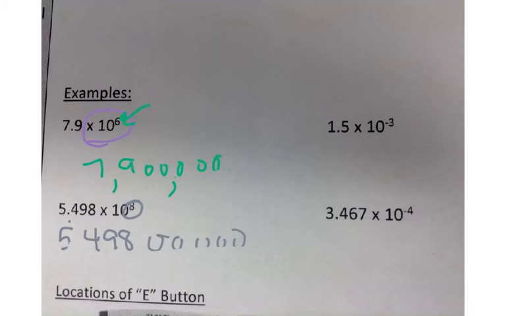And then now we're going the opposite way for this one. So because it's a negative 3, I need to make a number smaller than 1, but I have to move it over to the left 3. So it'd be 1, 2, 3. So my decimal moving it over would be 0.